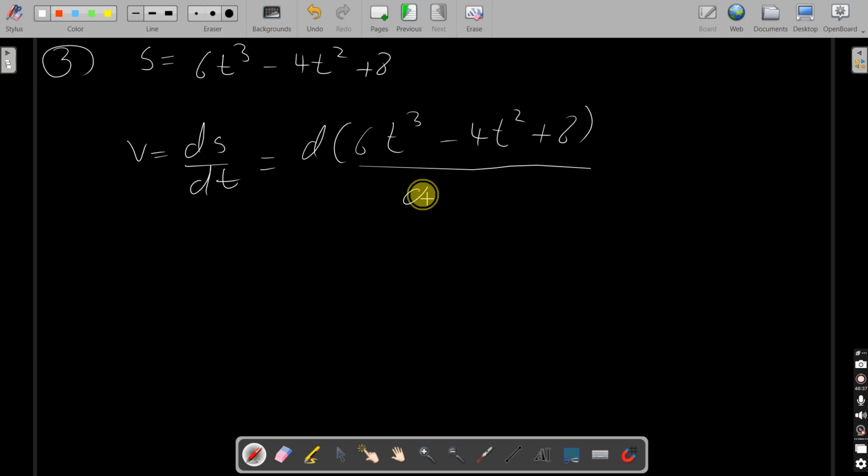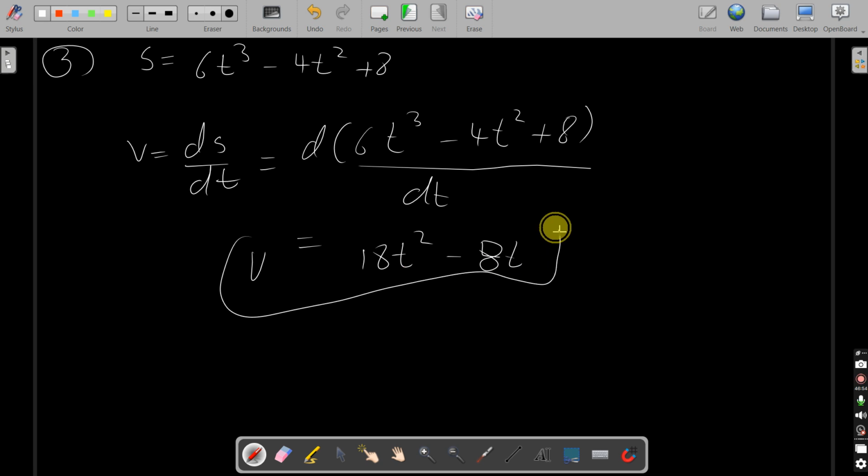upon dt. This is 18t square minus 8t plus 0 because 8 is a constant. So this is our velocity. Velocity is in meter per second. Do not forget the unit. 18t square minus 8t, okay?